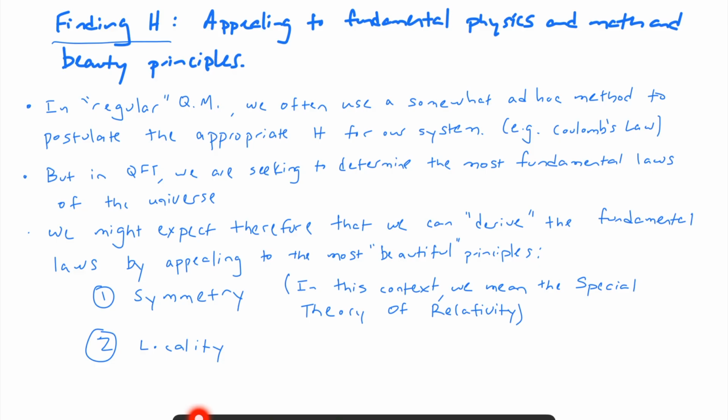The second one is locality, where things that are right next to each other can influence each other, but things that are not right next to each other cannot directly influence each other. And that's the idea of locality, and I'll tell you what that means.